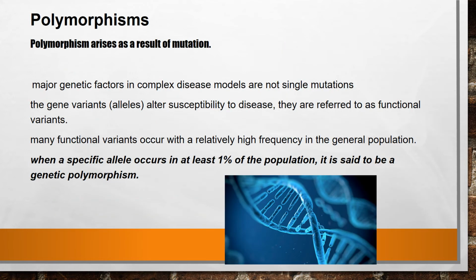So then comes polymorphism. Polymorphism is a DNA sequence variation that is common in the population and arises as a result of mutation. Major genetic factors in complex disease models are not single mutations. The gene variants or alleles alter susceptibility to disease. They are referred to as functional variants. Many functional variants occur with a relatively high frequency in the general population. So when a specific allele occurs in at least 1% of the general population, it is said to be a genetic polymorphism.